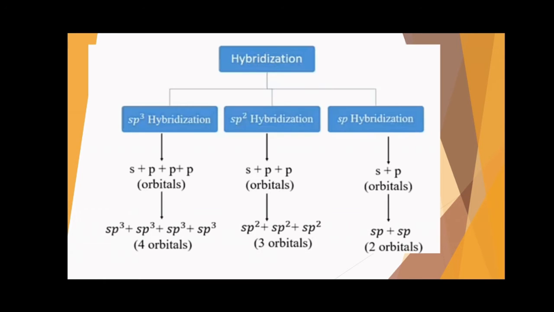Now come to the types of hybridization. We are going to discuss three important types of hybridization. First, we talk about sp3. As its name indicates, in this type of hybridization, one s and three p orbitals combine together and form four new hybridized sp3 orbitals. The second one is sp2 hybridization. In this type, one s and two p orbitals combine together and form three sp2 hybridized orbitals. Same is the case with sp hybridization, in which one s and one p orbital combine to form two sp hybridized orbitals.